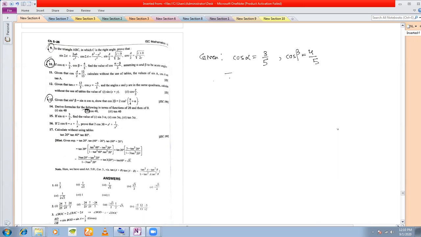Okay, to find cos of (alpha minus beta) by 2, assuming alpha and beta to be acute angles, where alpha lies between 0 and 90 degrees, and beta lies between 0 and 90 degrees.